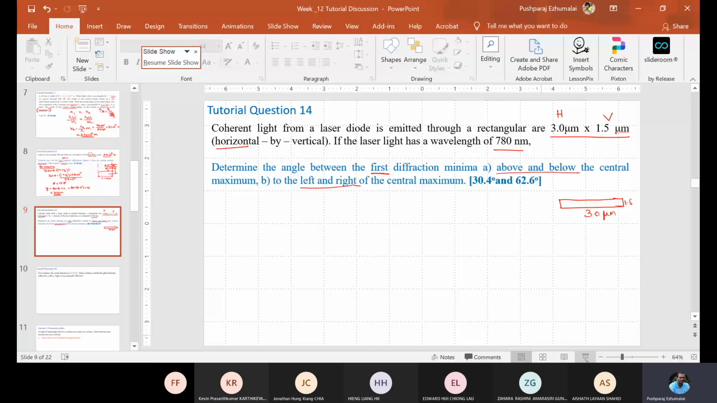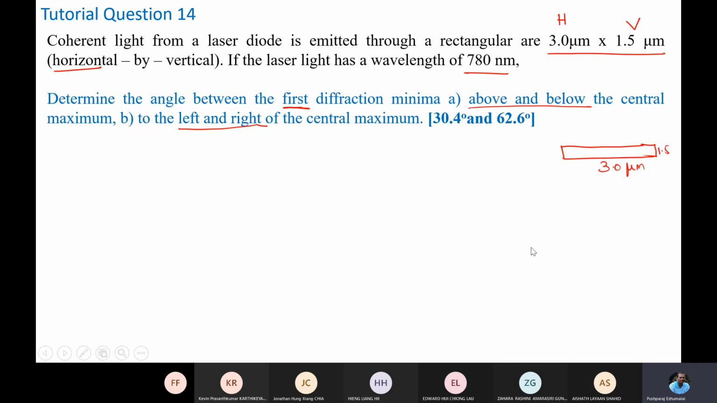Now you can see that if I use that in horizontal position, what should be the value of the central diffraction minima? So for horizontal, what is the width of the slit? For horizontal, the width of the slit d horizontal is equal to 3 micrometer. So we need to find the angle only.